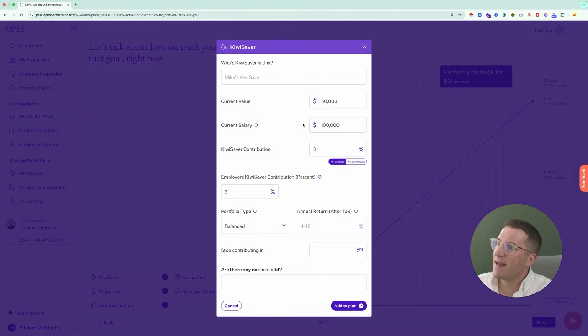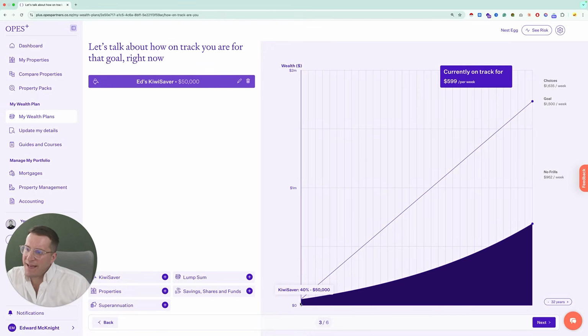Now, we can start adding in things like my KiwiSaver. Let's say that my KiwiSaver is 50 grand. I earn $100,000 a year, and I'm currently contributing 4% to my KiwiSaver while my employer's doing 3%, and I'm in an aggressive fund. Now, when we add in that KiwiSaver, we can see that even though it's only $50,000 today, which is a pretty good KiwiSaver, that's above average, over time, it's expected to grow by a lot and fund quite a significant portion of my retirement.